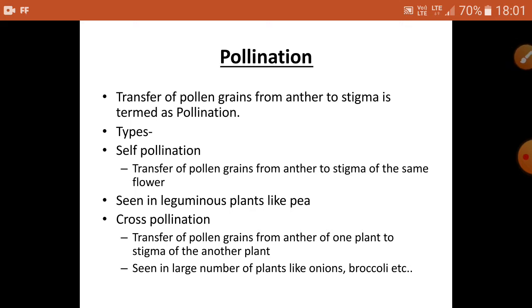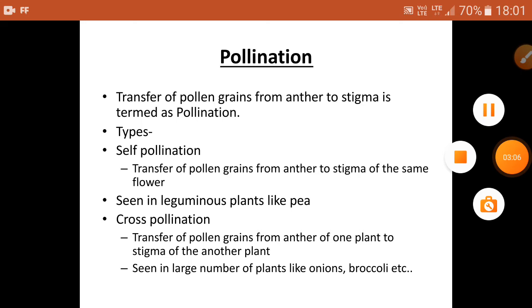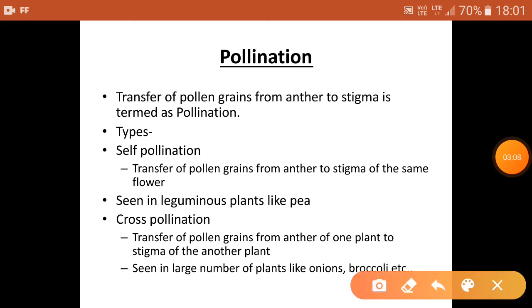We must know about the types of pollination, that is self pollination and cross pollination. So, there are two types of pollination. Self pollination means, as its name clearly indicates, the transfer of pollen grains from anther to stigma of the same flower. Cross pollination is also the transfer of pollen grains from the anther of one plant to the stigma of another plant. So, in cross pollination two plants are involved, but in self pollination it is done in the same plant.